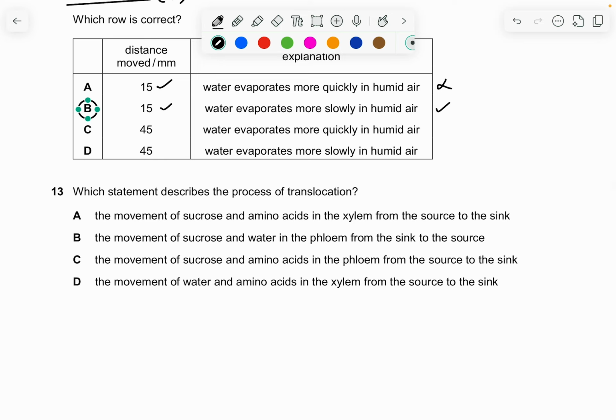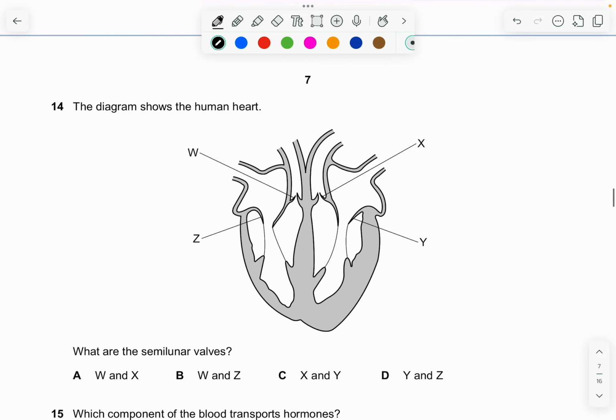Question 13. Which statement describes the process of translocation, meaning just the definition of it? First of all, it's done in the phloem. So let's cancel out everything that says xylem. And what do they produce? Sucrose and amino acids. If you can see, water is wrong. The answer is C.